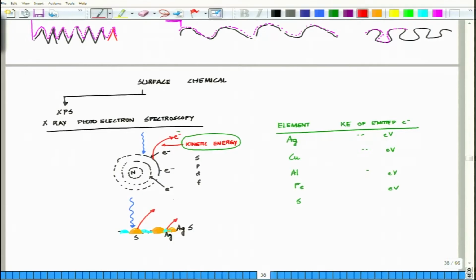Now if you have a detector sitting out here which could measure that speed, then that detector will tell you what you are seeing, whether it is silver, sulfur, or something else. So this is essentially X-ray photoelectron spectroscopy.